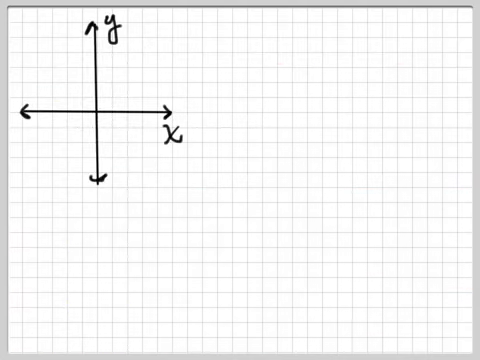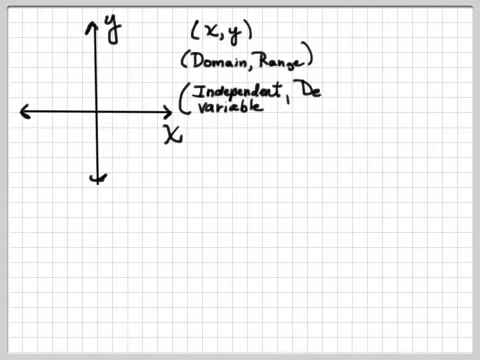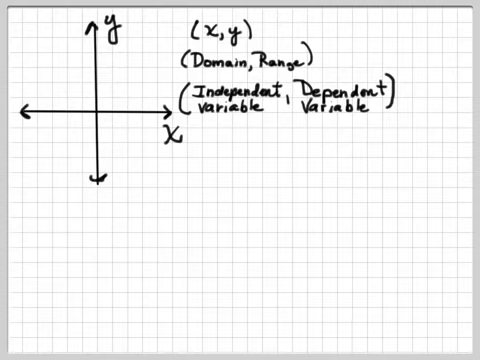Okay, let's take a look at our coordinate system. We call the ordered pairs either x, y. We can call them the domain, range. We can call them the independent variable and the dependent variable. It all means the same thing. The independent variable, x, domain, is on the x-axis. The y, range, dependent variable is on the y-axis.